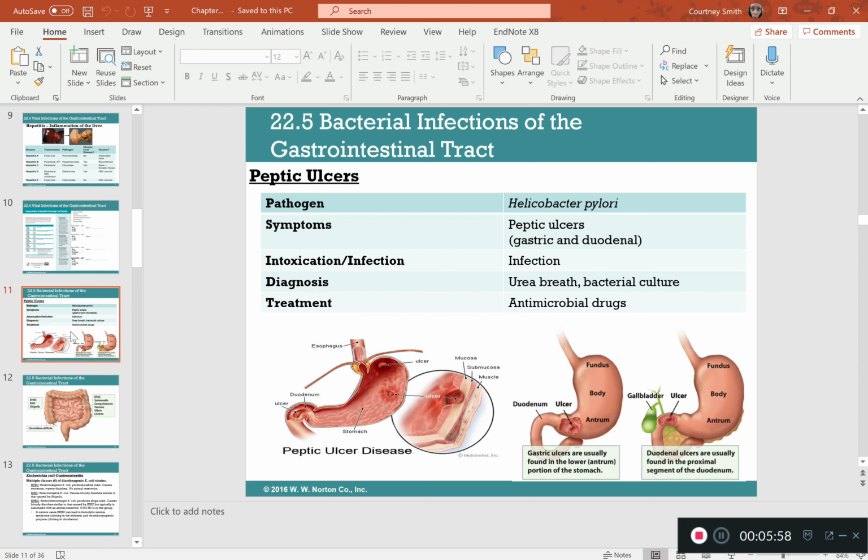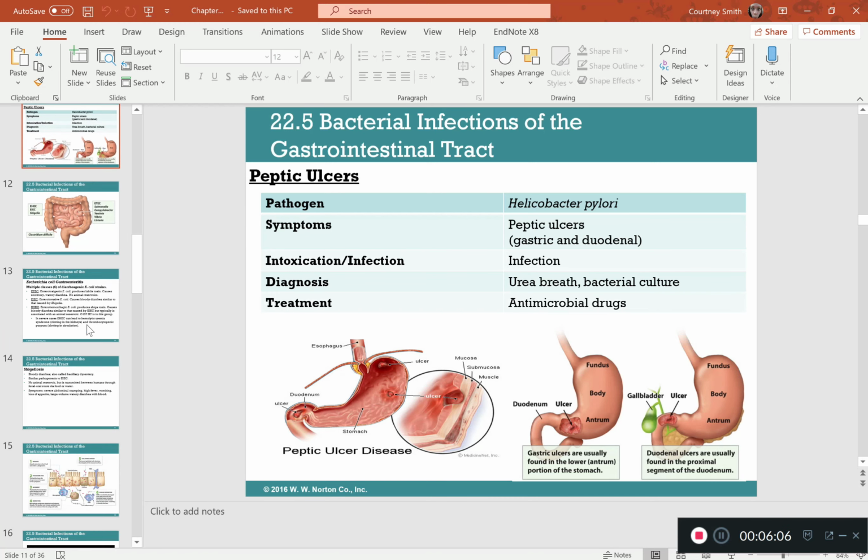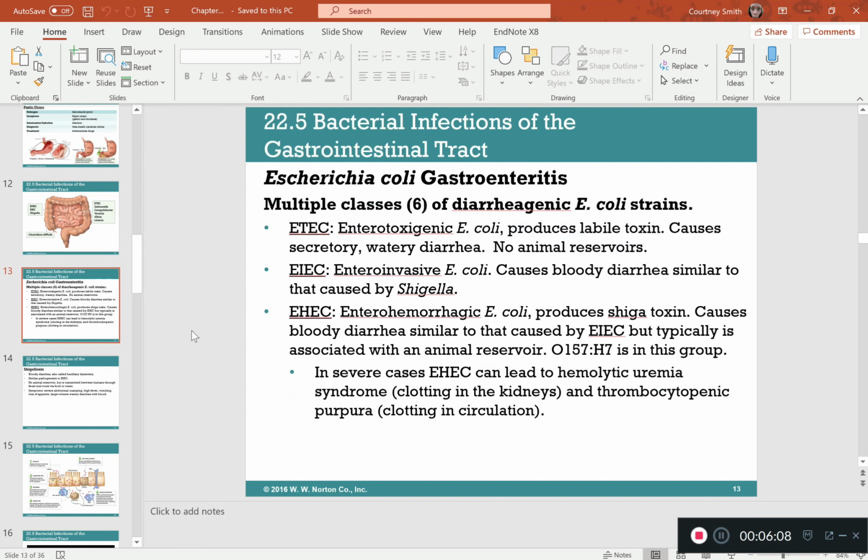And then also H. pylori is the only bacteria that we're going to talk about, and it is associated with peptic ulcers. Okay, now with all the E. coli gastroenteritis, these are the three that I want you to know, and I want you to know the differences between each. So the first one is the ETEC. This is the one where a toxin is produced, and it specifically causes secretory and watery diarrhea.